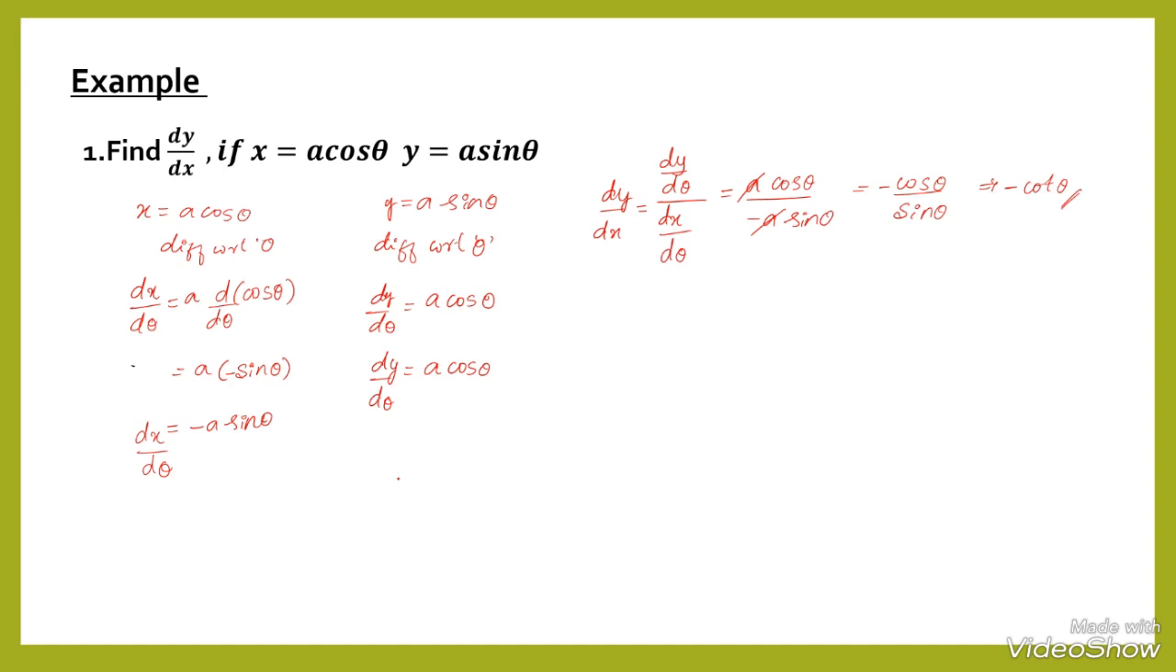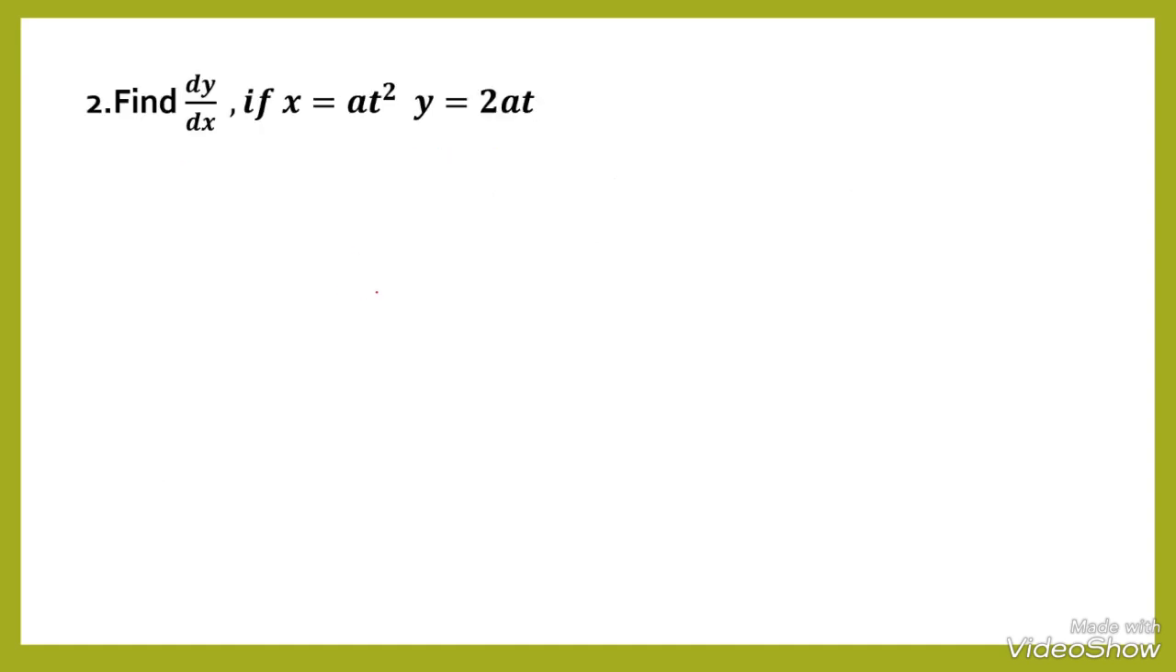Let's move on to the next example. Find dy by dx if x is equal to a t square and y is equal to 2at. Here there is a parameter t. So first I take x is equal to a t square and y is equal to 2at. Then I have to differentiate with respect to the parameter t.